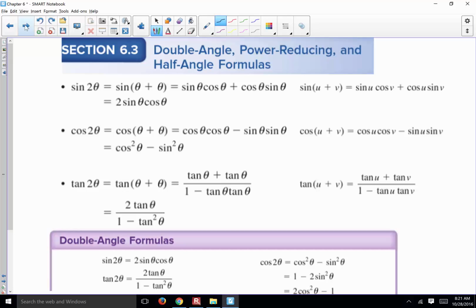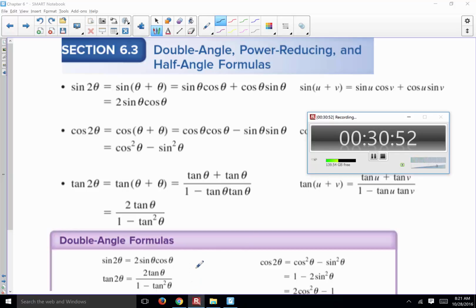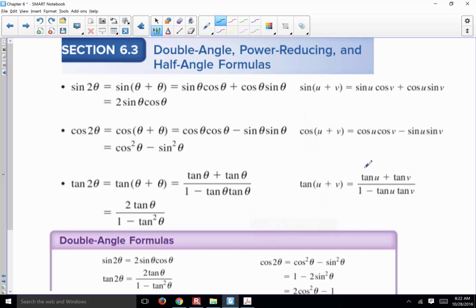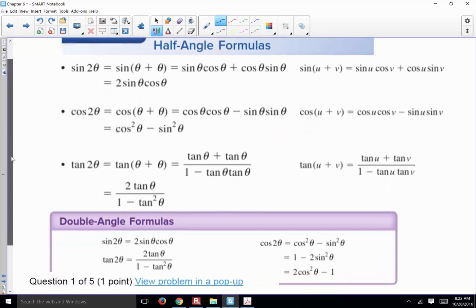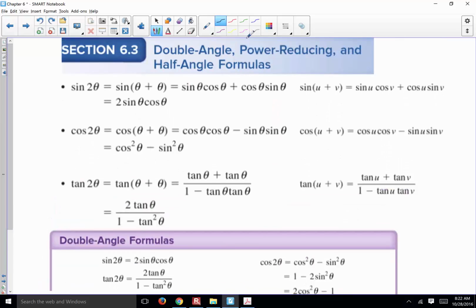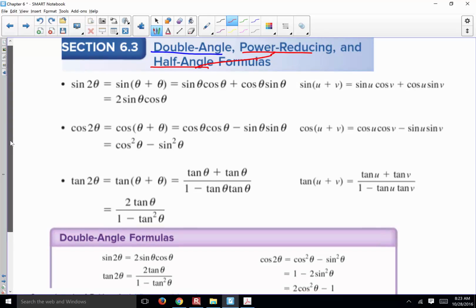Alright, continuing on. By the way, I forgot to add it to the list, but we first start with double angle formulas, and the other half involves power reducing, also known as half angle formulas. So they are kind of the same thing, these two: power reducing and half angle formulas.